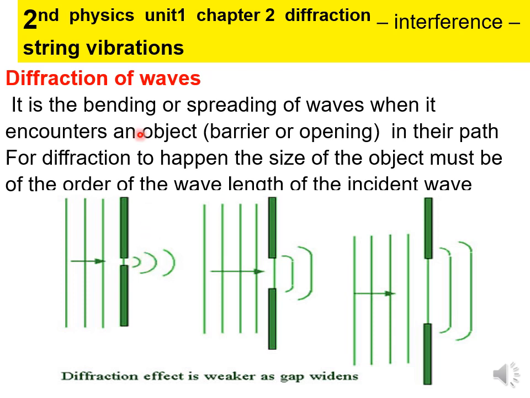يبقى diffraction bending يعني slight change in direction, or spreading يعني respreading of waves when it encounters an object. الobject ده يا إما barrier or opening like that in their path. For diffraction to happen, the size of opening or object must be of the order of wavelength of the incident wave.